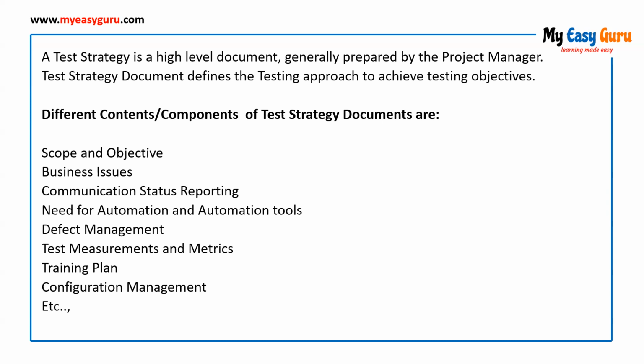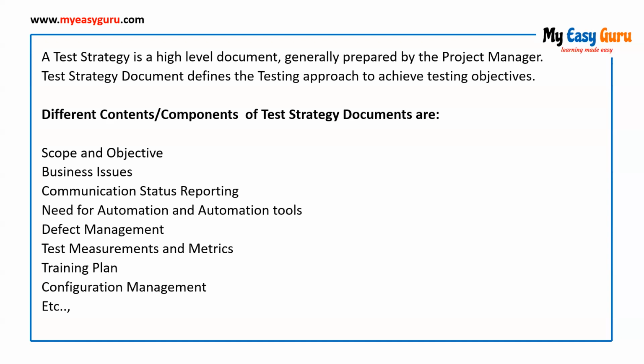So the first one is scope and objectives. Next is business issues, communication, status reporting, need for the automation and automation tools, defect management, test measurements and metrics, training plan, configuration management, etc. Let's understand what this test strategy document is.